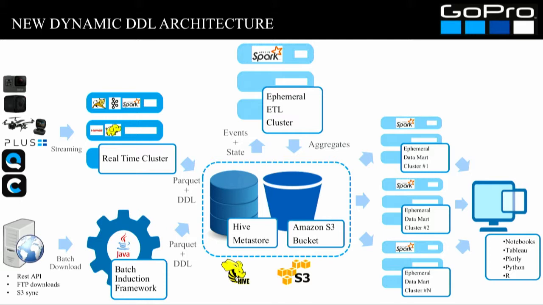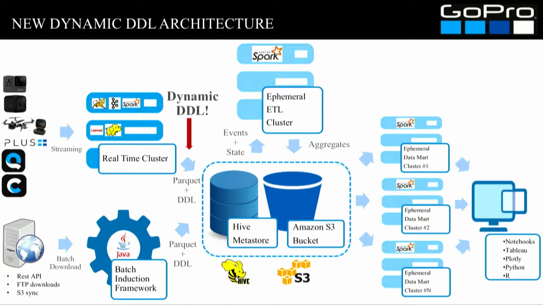So the real-time cluster, one of the first things you'll notice is that now we're no longer writing out the JSON files to the local HDFS. We're actually writing Parquet and DDL, and we're writing it to a centralized storage system, essentially. We use Amazon S3. We add the structure to it at the same time, the DDL. We write that to a centralized Hive metastore, which is now shared between all clusters. Same thing for the batch ingestion framework, it does the exact same thing with the dynamic DDL.